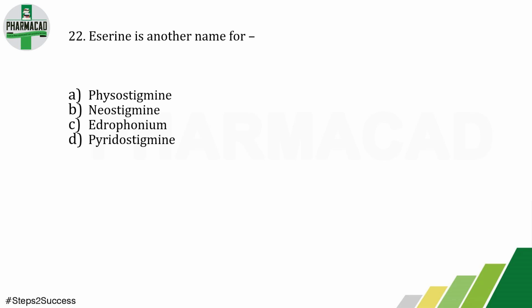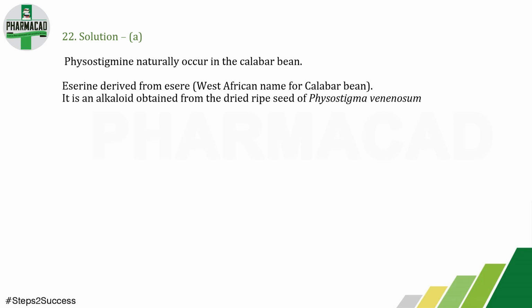Next question, ezerine is another name for. So we have the options as physostigmine, neostigmine, edrophonium or pyridostigmine. The correct option is option A, that is physostigmine, which naturally occurs in the calabar bean. So ezerine is derived from ezer, which is from the West African name for calabar bean. It is an alkaloid which is obtained from the dried ripe seed of Physostigma venenosum. And this is the another name for ezerine.